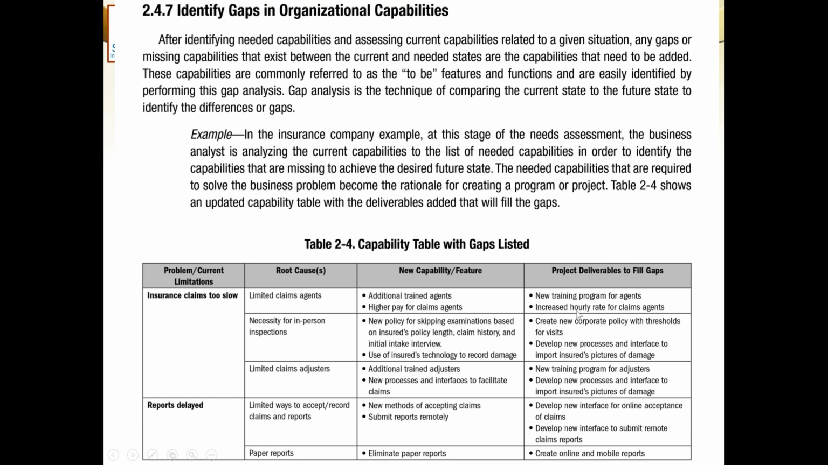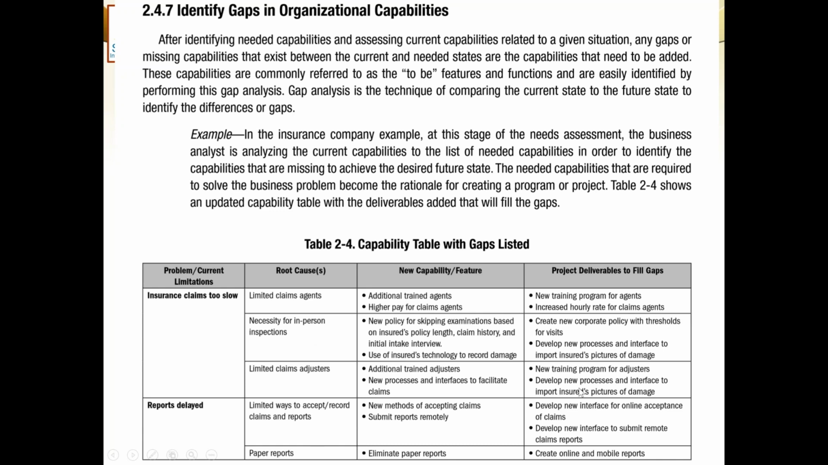So, additional trained staff, trained agents. How do we do that? New training programs for agents should be started. Increased hourly rate for the claim agent, that is to cater for the higher pay for claim agents. That was the capability. And how do you increase that capability? The solution is an increased hourly rate for claims agents. That will benefit.